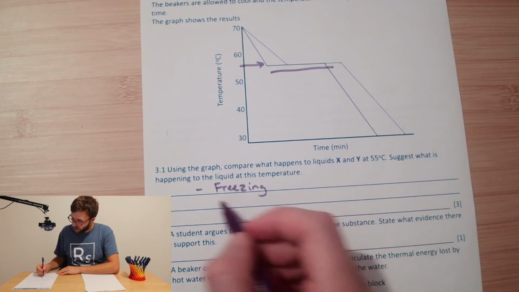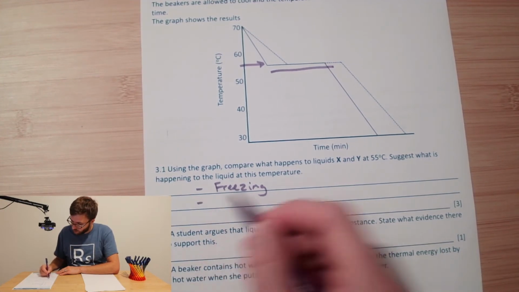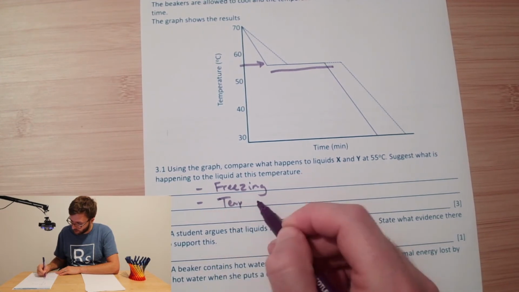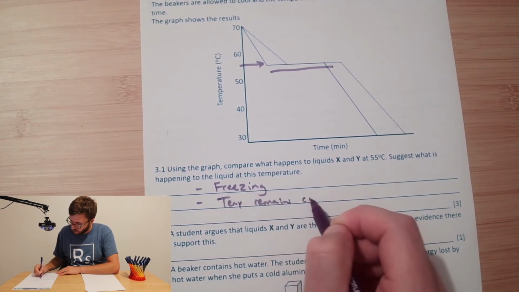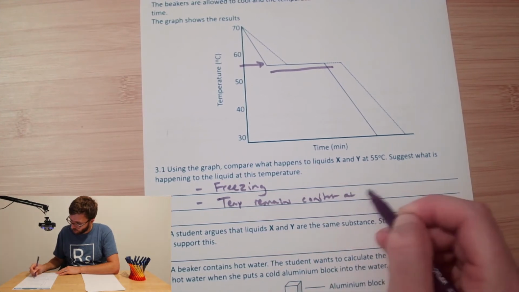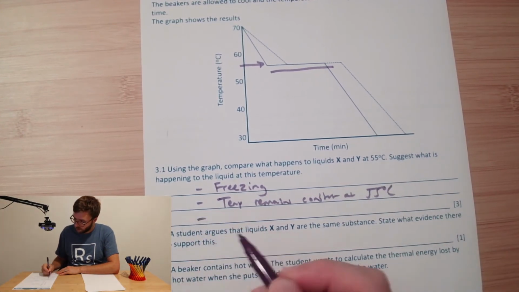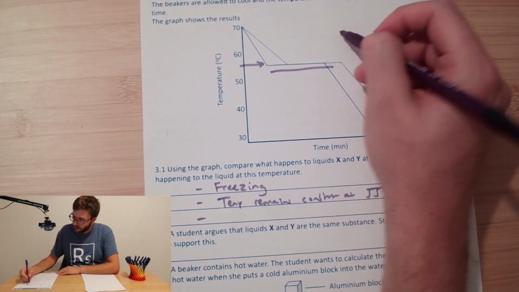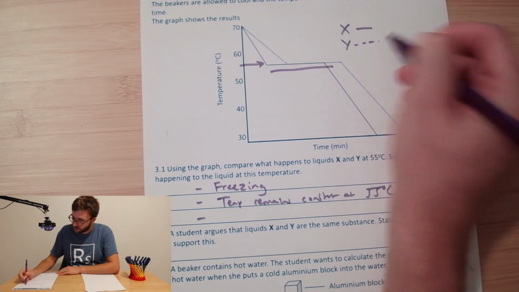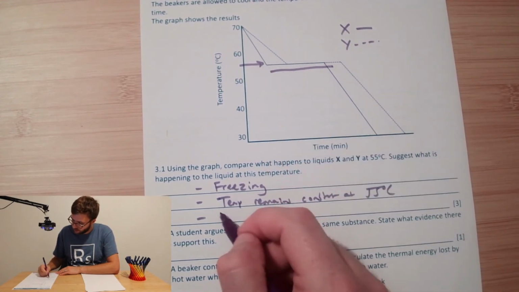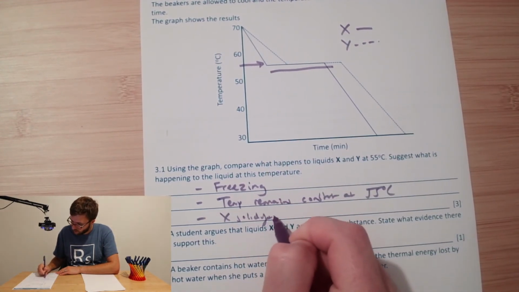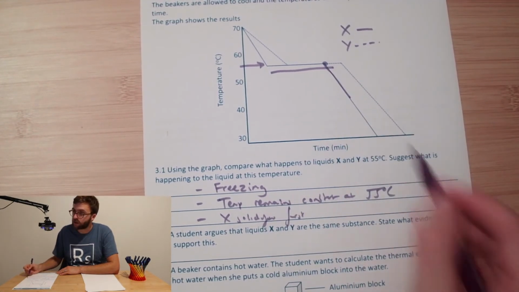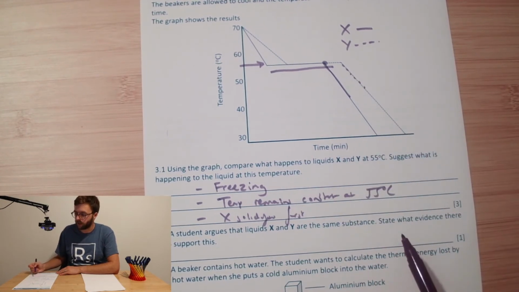We need to say why this is happening. So why do we know it's freezing? This is because the temperature remains constant at 55 degrees Celsius. And because we're comparing, we also need to find a difference. If we look here, X is the straight line and Y is the dashed line. So X solidifies first, because you can see the straight line starts to go down before the dashed line.